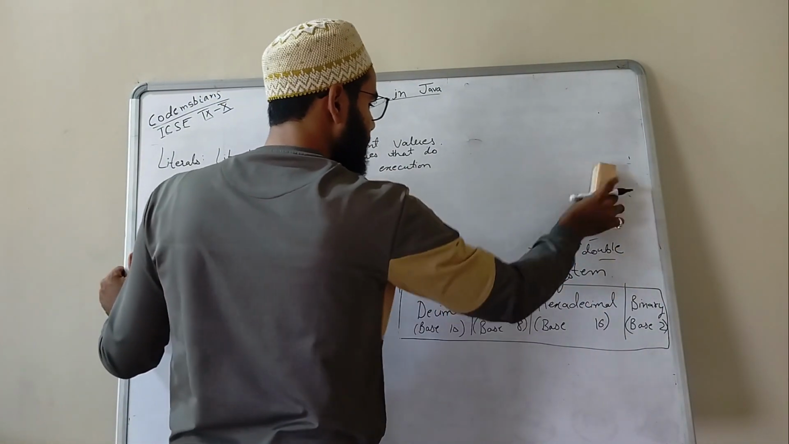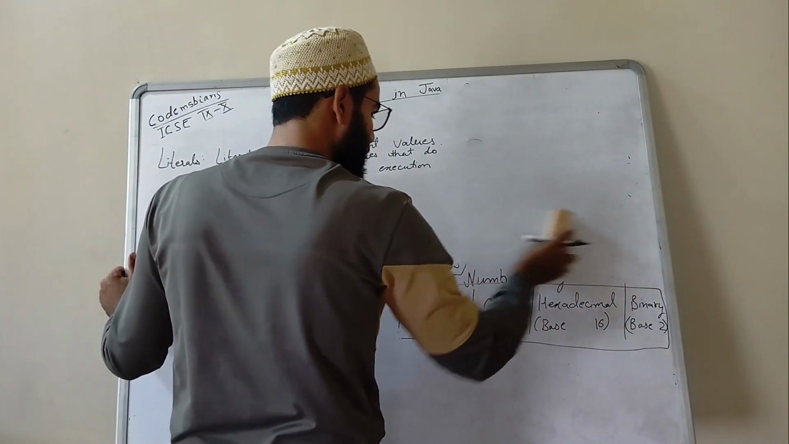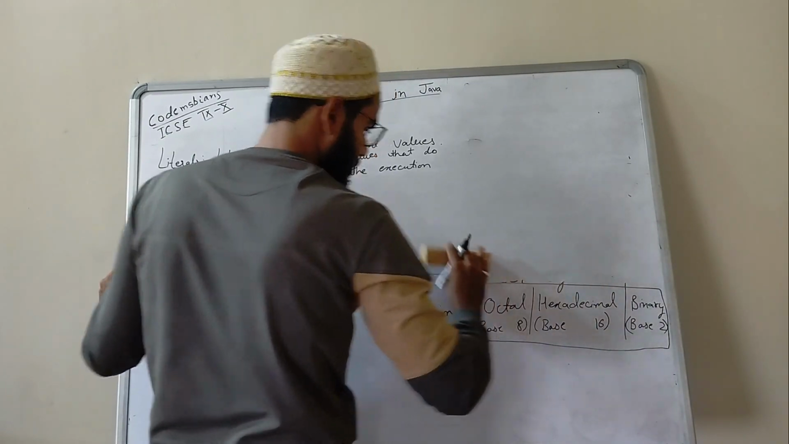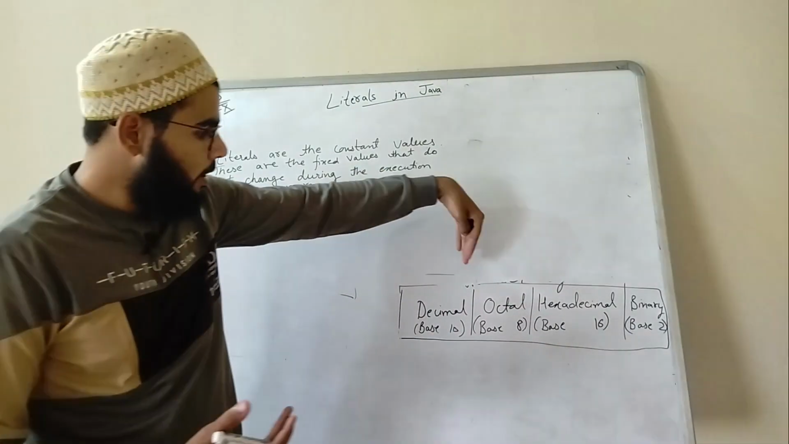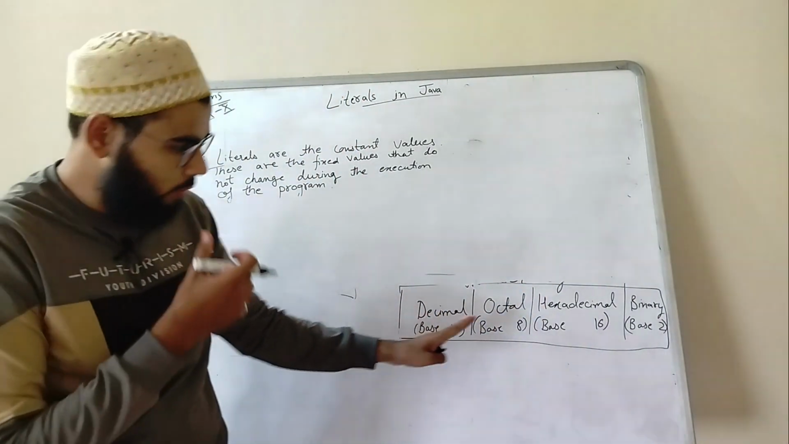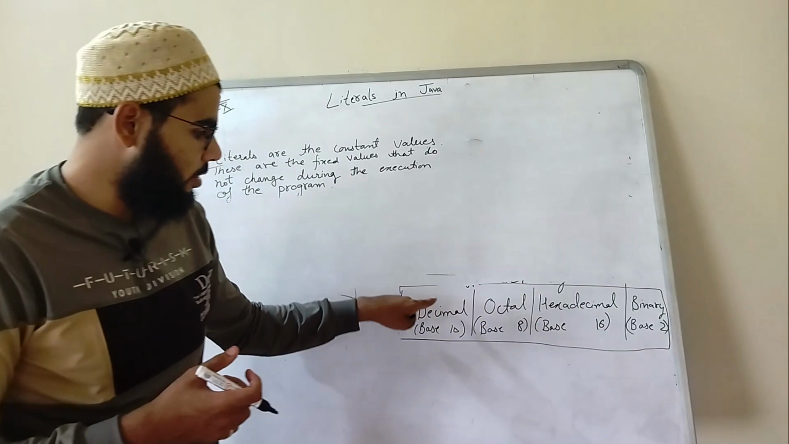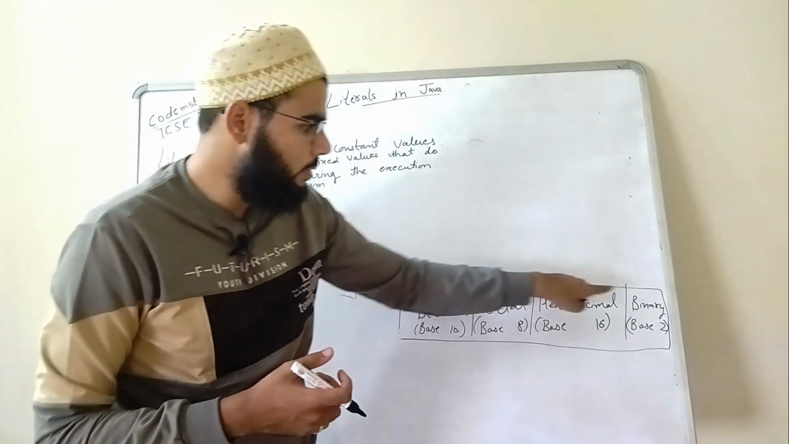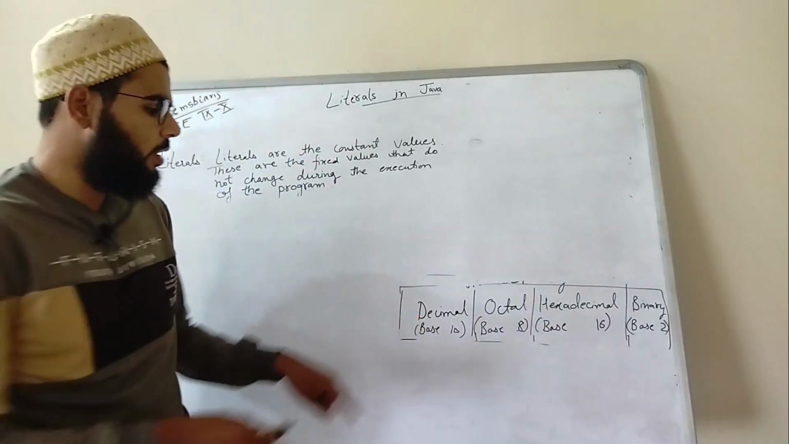So now the meaning of the decimal number are those numbers which are in the category of base 10. Our Java compiler can accept all these 4 number systems. So these are 4 common number systems which we have. This is decimal, this is octal, this is hexadecimal, and this is binary. Most of the time we are using decimal only.